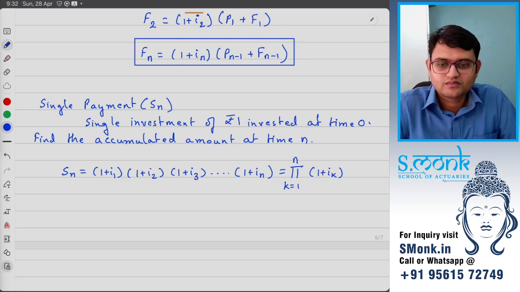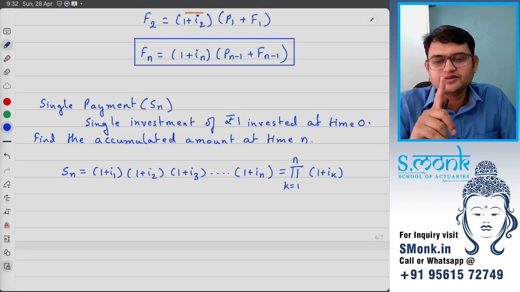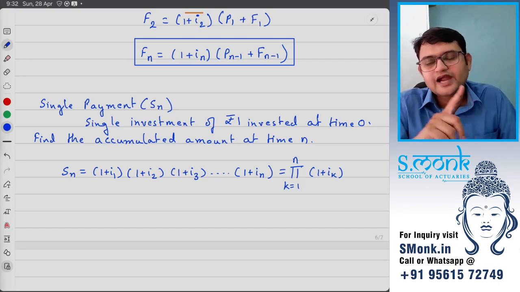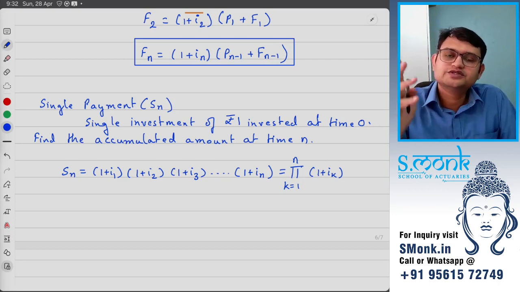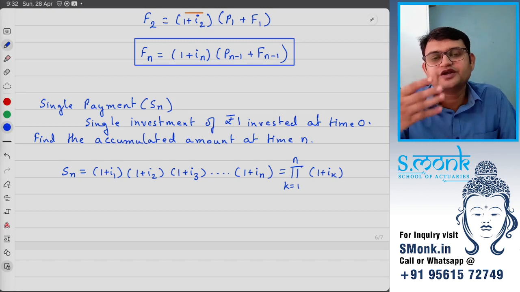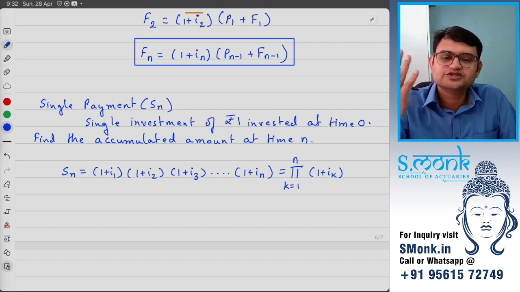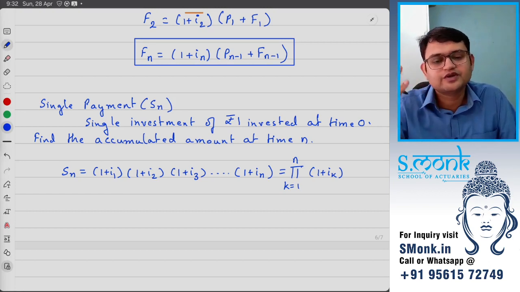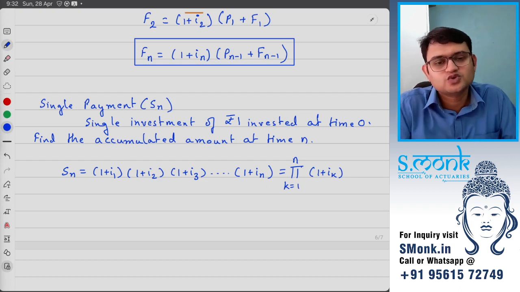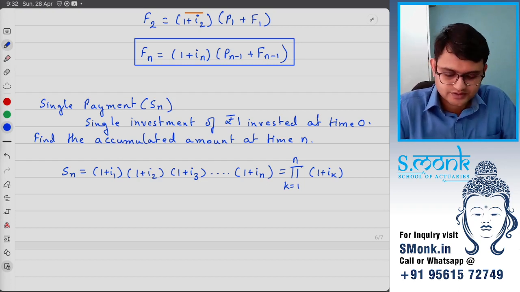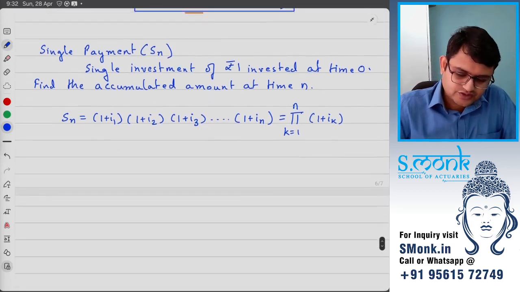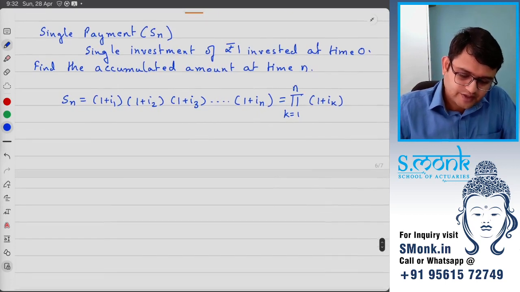Any problem here? So I have a single payment at time 0. So at time n, the value will just be 1 plus i raised to n. But because the rate of interest is different each year, I'm just multiplying 1 plus I1 into 1 plus I2 into 1 plus I3 and so on. So this is how we'll model a single payment.